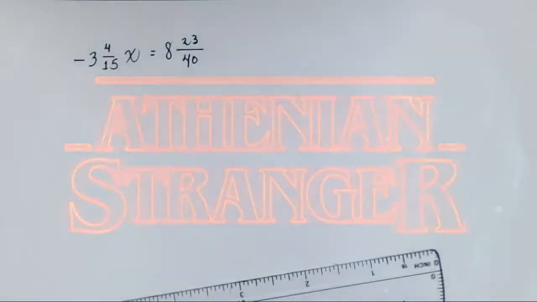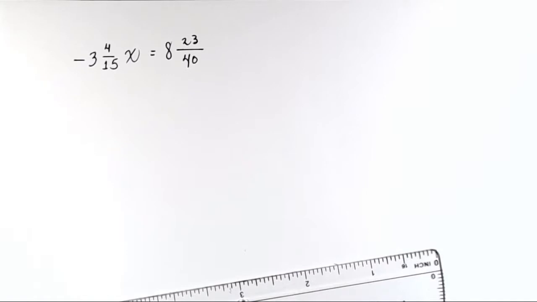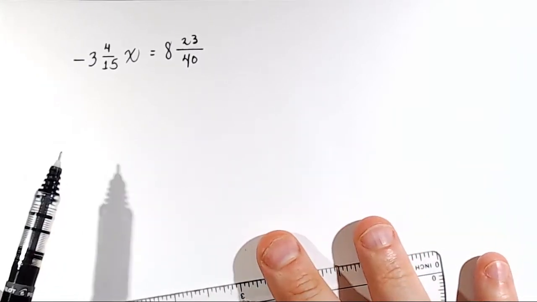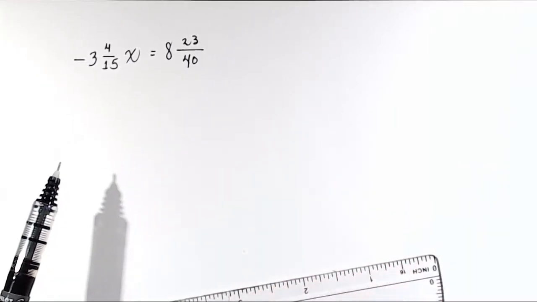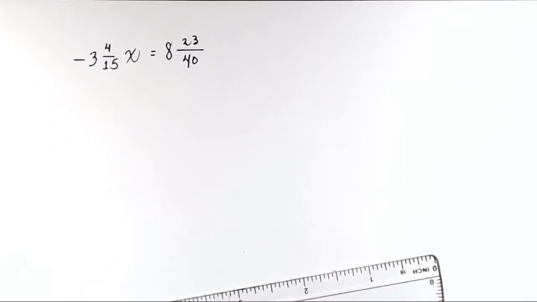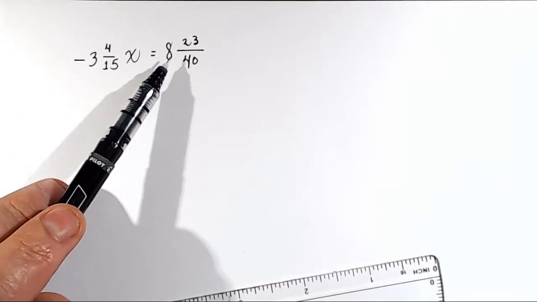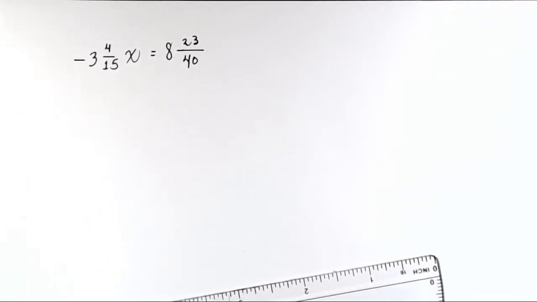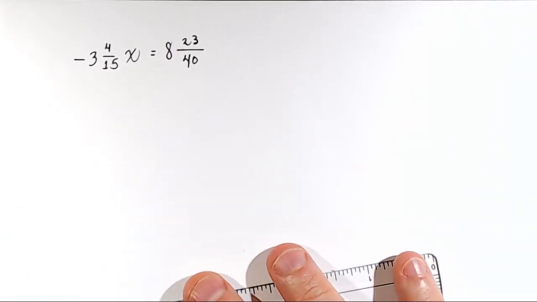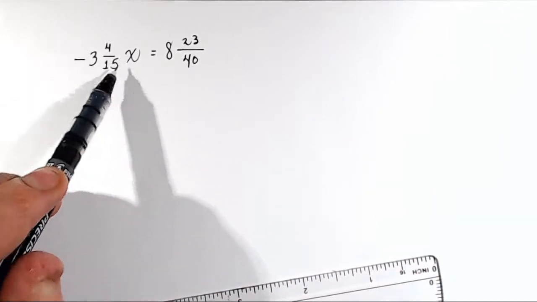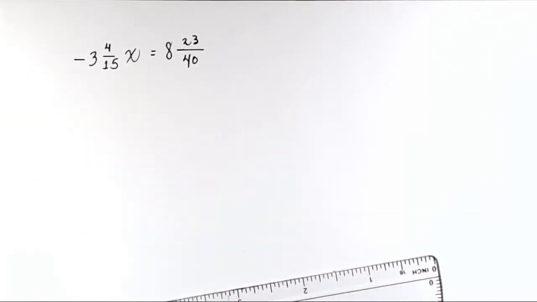Today we are going to be solving a single variable equation that involves the multiplication and division of fractions. So we're taking a look at the problem. We are given that negative 3 and 4/15ths x is equal to 8 and 23/40ths, and we have to find out what x is. So what is our first step? Our first step is to convert these mixed fractions into improper fractions.